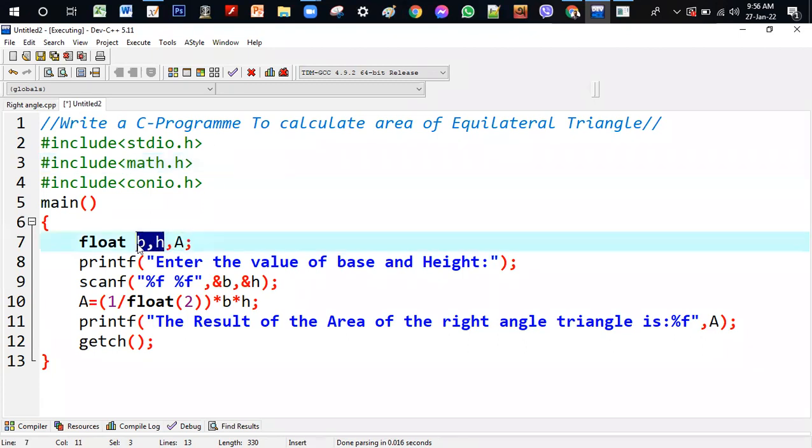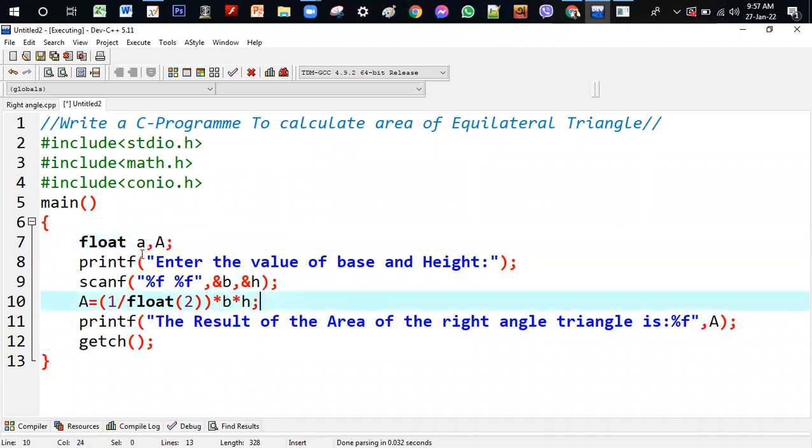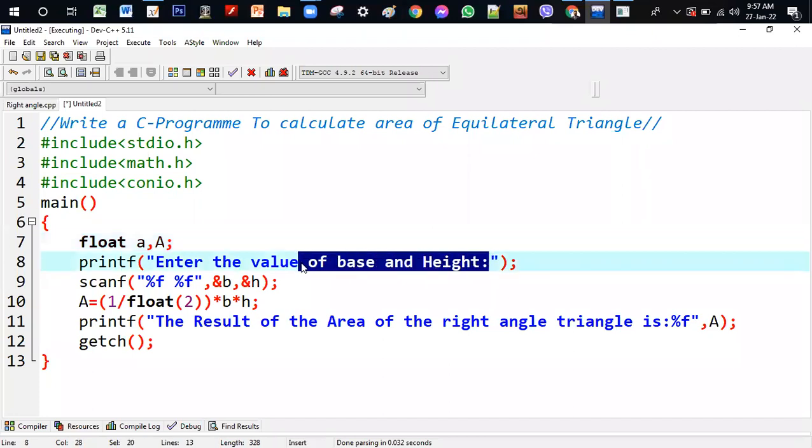So equilateral triangle, the equal arm will be a, and the area will be capital A. And these two types of case, uppercase and lowercase, define the different types of variable. So small a is the arm of the equilateral triangle and capital A is the area of the equilateral triangle. So we have to input only equal arm. Enter the value of equal arm of the triangle.